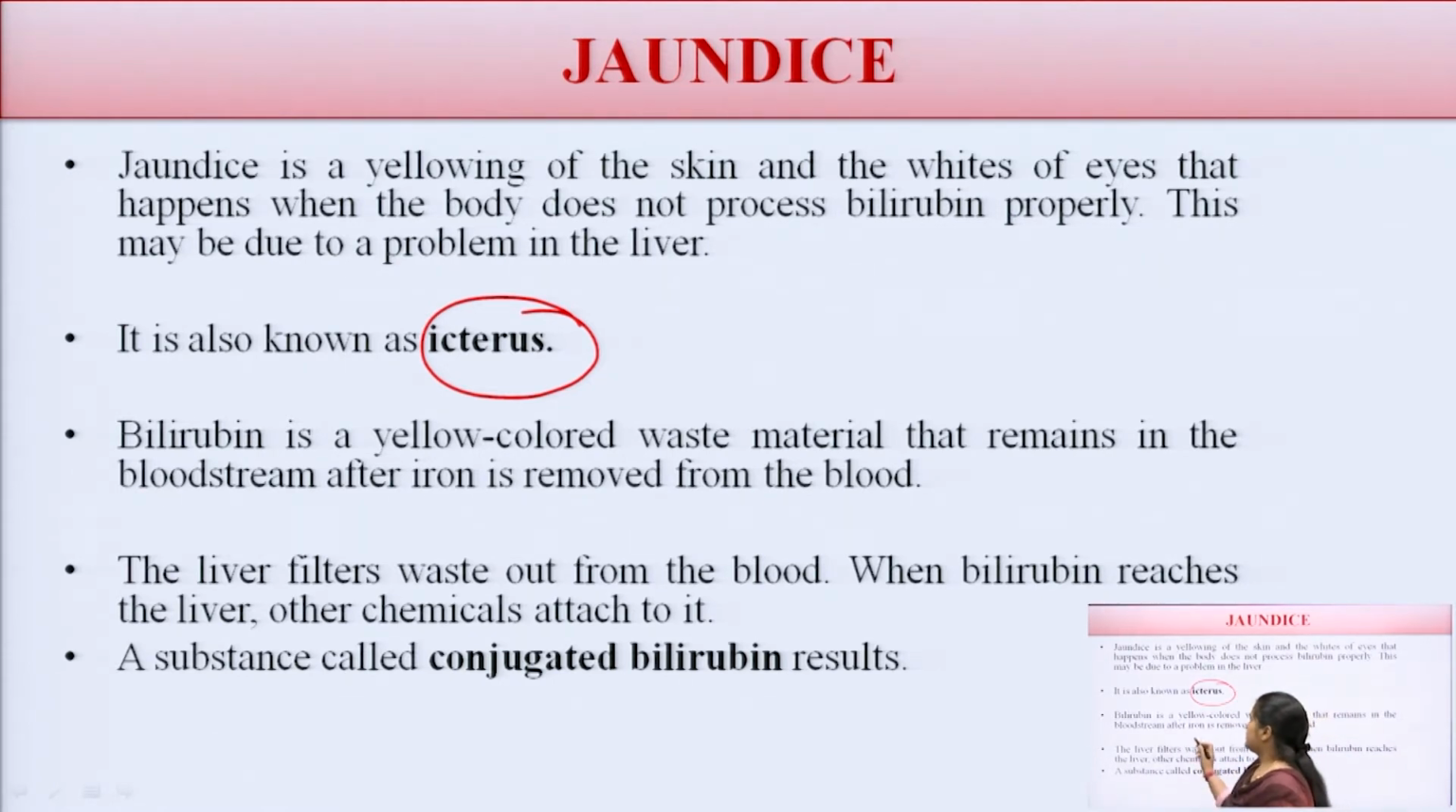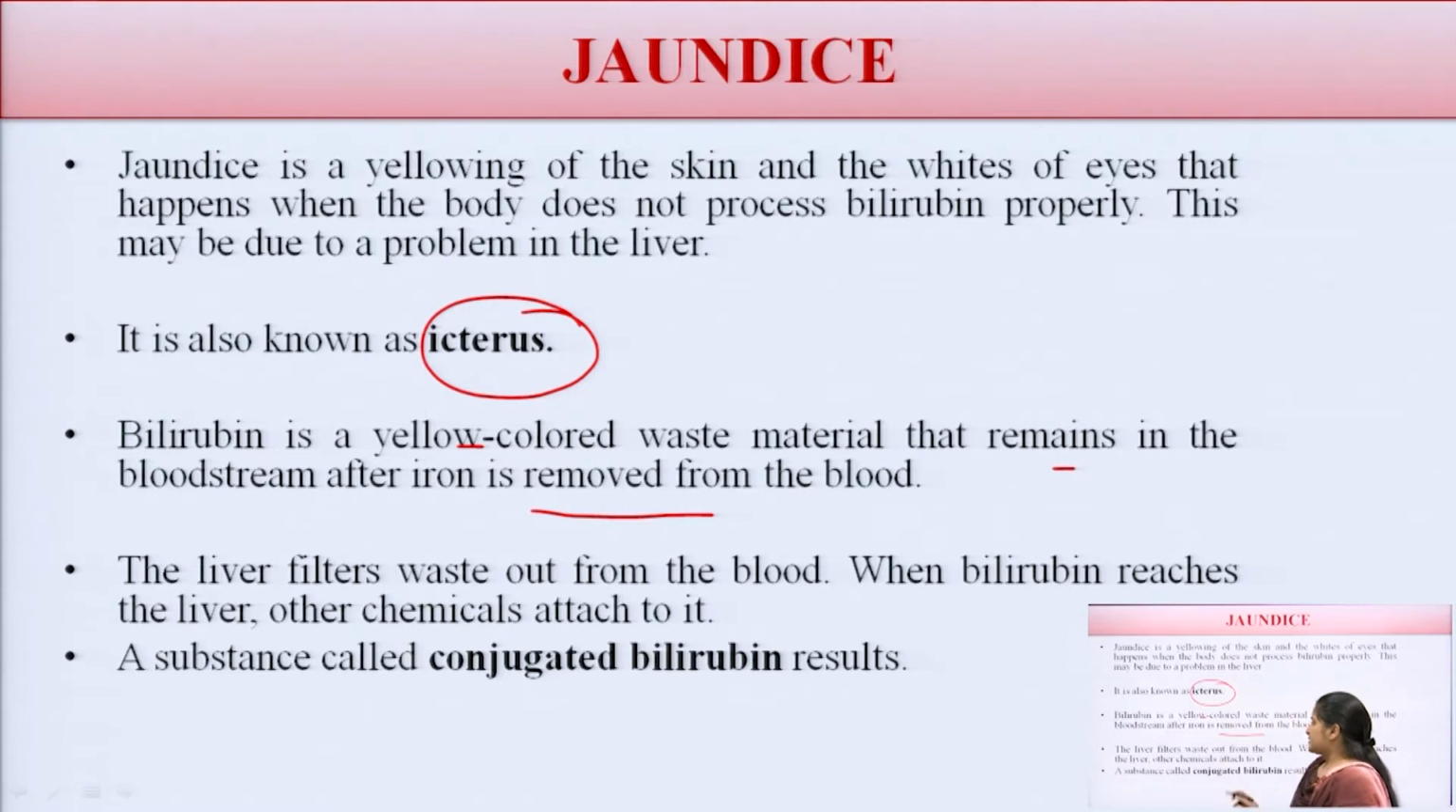Now, bilirubin is the yellow-colored waste material that remains in the bloodstream after the iron is removed from the blood. Due to this, bilirubin remains stored in the body, in the bloodstream, and this bilirubin is yellowish in color. This is the reason behind jaundice: bilirubin remains in the bloodstream, so the person shows a yellowish color of the skin.